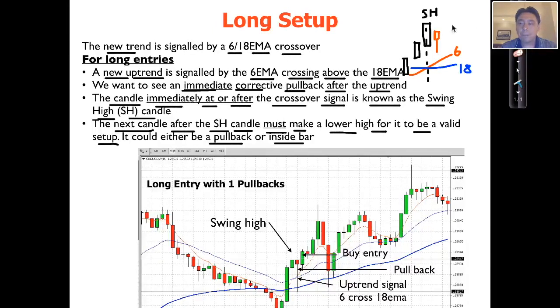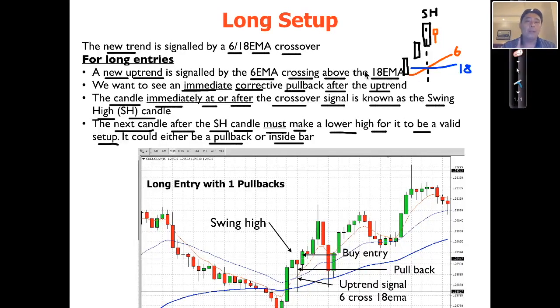So in this case, it's a pullback. Remember pullback, lower high, lower low? Or it could be an inside bar that appears. That is also allowed. So after the swing high candle, you have got an inside bar that appears like that. That makes a lower high, but in this case a higher low. So that's also a qualified setup pattern.